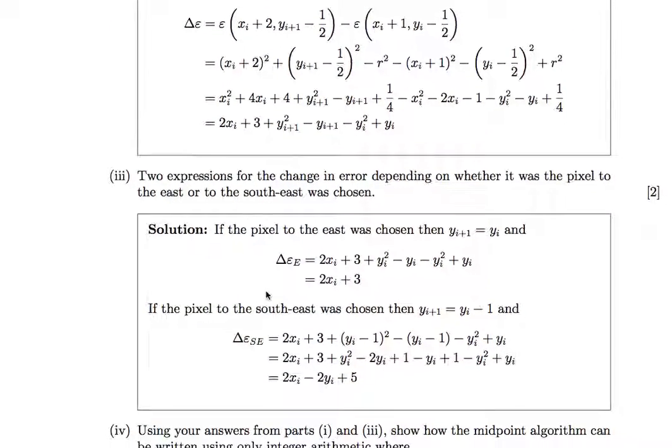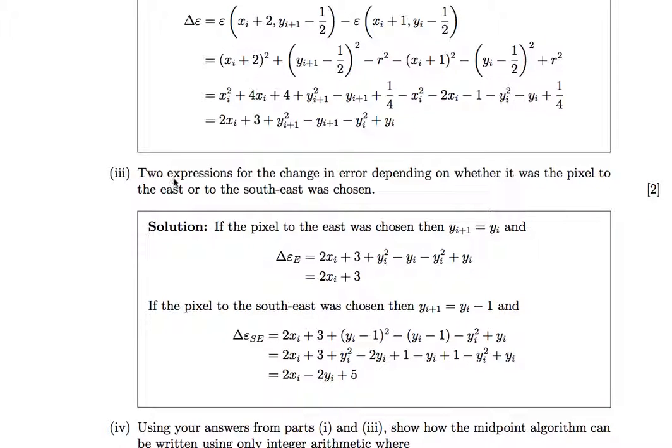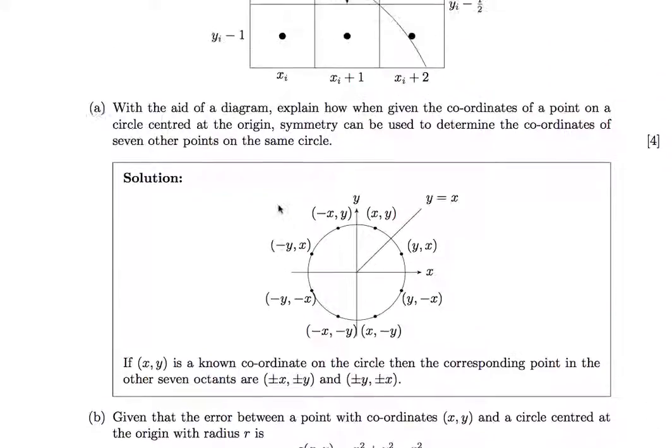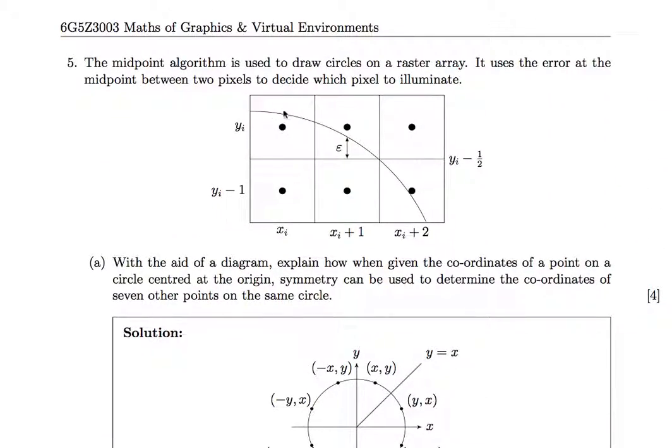And part 3: write down 2 expressions for the change in error depending on whether the pixel to the east or the southeast was chosen. What I mean by that is we're assuming this pixel is being illuminated, this is the pixel to the east, and this is the pixel to the southeast. So we have a choice between this pixel and this pixel to move to.